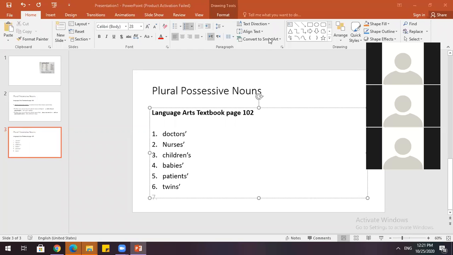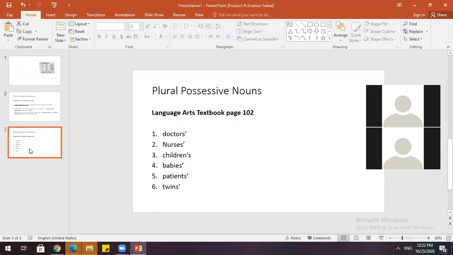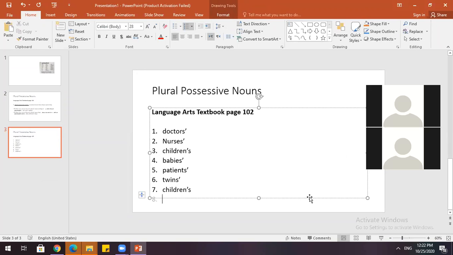Number 7. Mom and I visited her on the children's ward. Okay, so we already have children. What did we say? Let's go back to the rules here. When we have a plural noun that does not end in S, we add an apostrophe and an S. So how do we write children? It's children and then apostrophe S. Okay, thank you. Number 8.